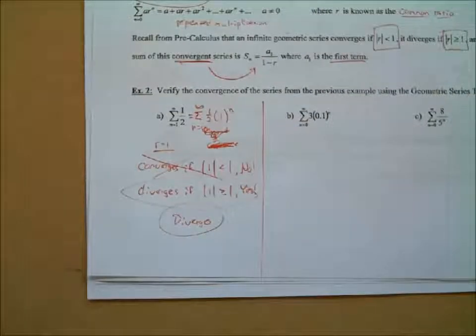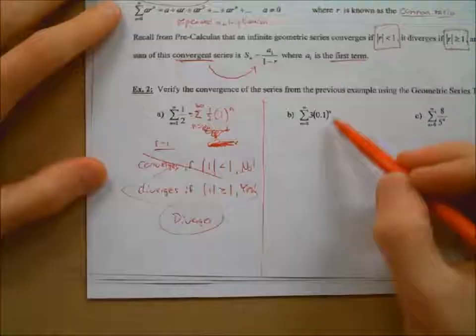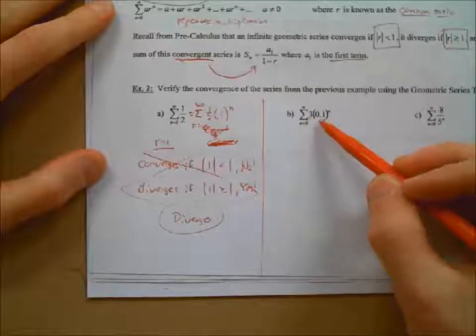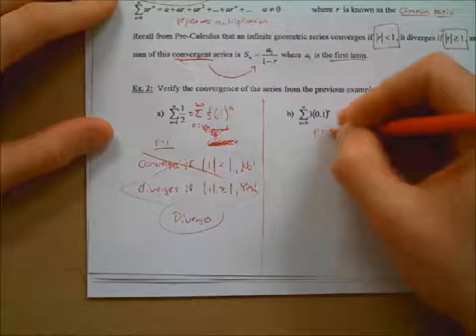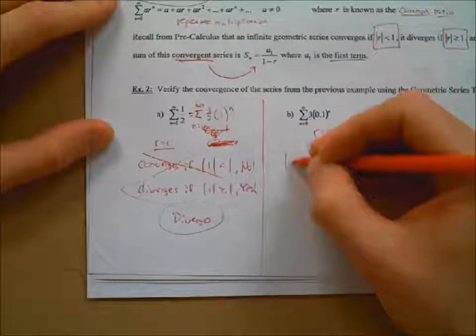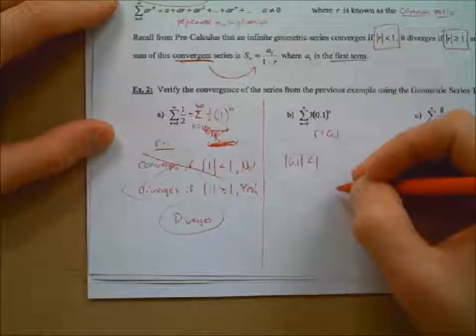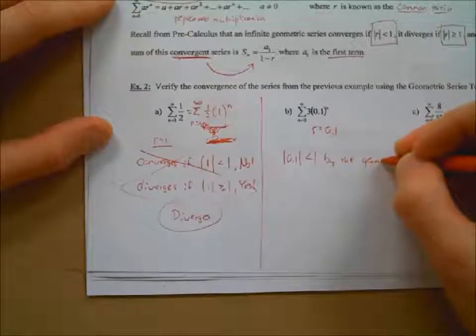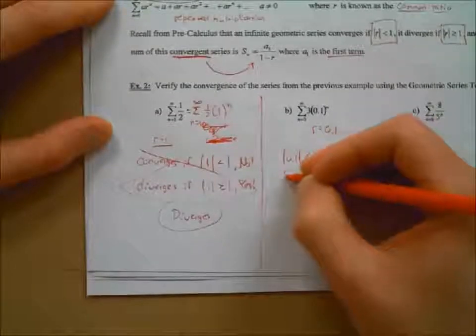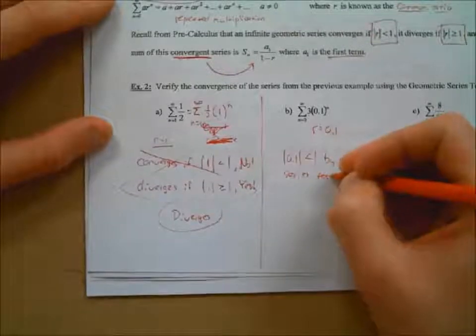Now let's do this one. Let's do this one here with the fact that we already know what it adds up to, but let's use it to see if that actually works. So this one very clearly is a geometric sequence. Again, we have our a and our common ratio here. What are we repeatedly multiplying by? 0.1, right? R is 0.1. So the absolute value of 0.1 is less than 1. So by the geometric series test, this series converges.